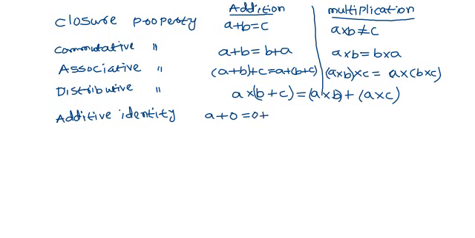Next one is the multiplicative identity. Multiplicative identity means a into 1 is equal to 1 into a, which is equal to a only, right?